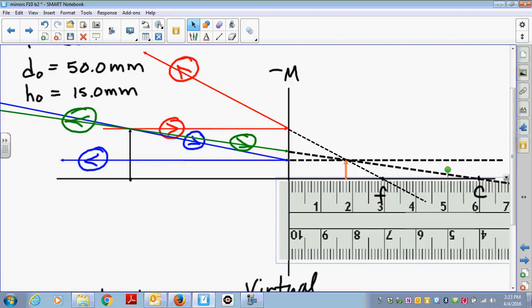Okay, I hope this has helped a little bit in drawing your ray diagrams. You're now set to be able to do those problems that are already in the optics E&M folder in Edmodo.